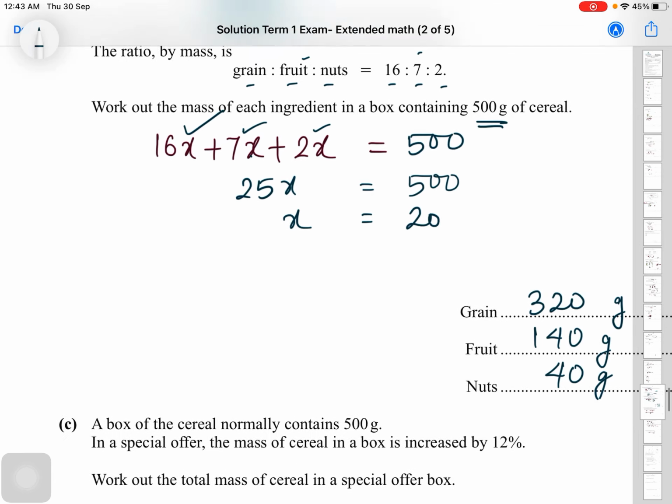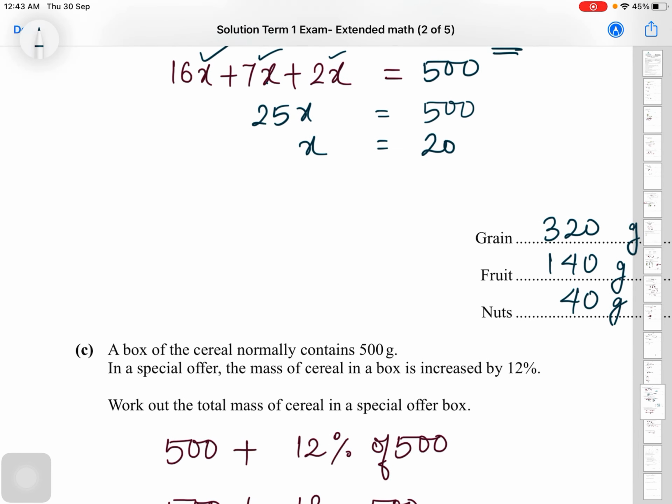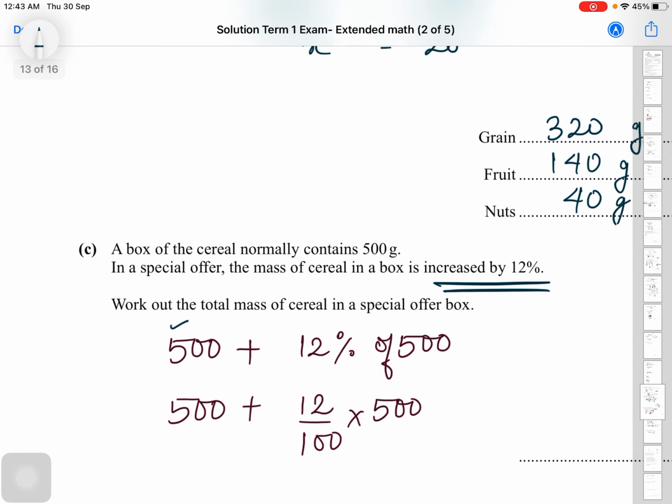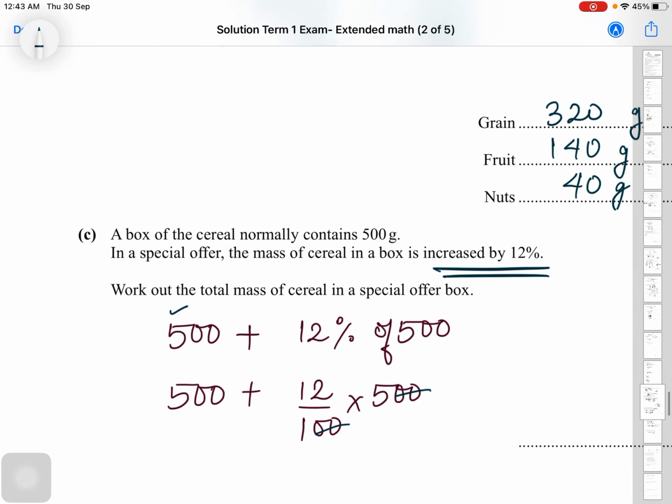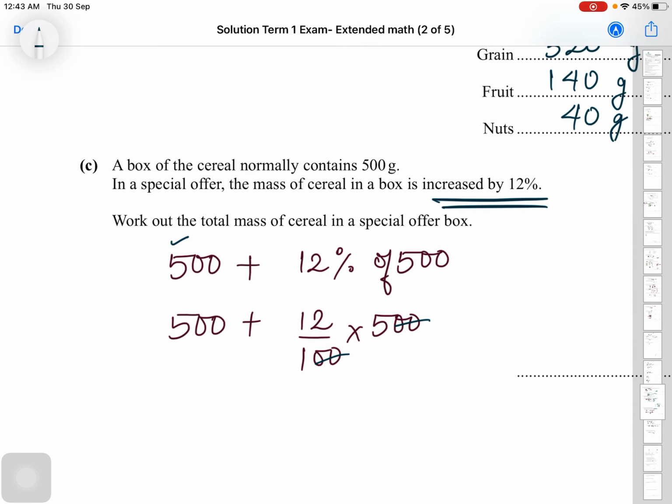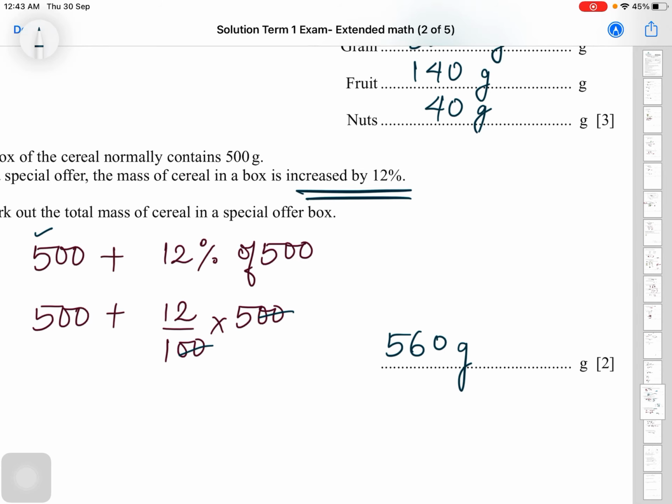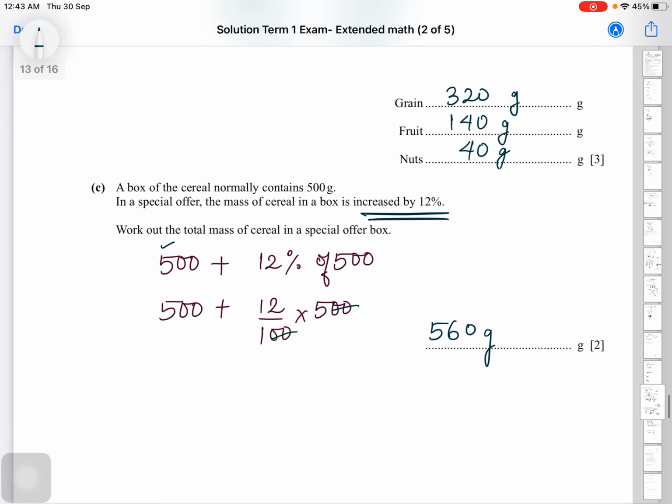A box of cereal normally contains 500 grams. In a special offer, the mass of cereal in a box is increased by 12%. Work out the total mass of cereal in a special offer box. So the total mass will be the original mass plus 12% more, which becomes 500 plus 12 by 100 into 500, and so on. Double zero goes with double zero. 12 fives are 60. Answer will be 560 grams. In the answer they've already given grams, so you don't need to copy it again.